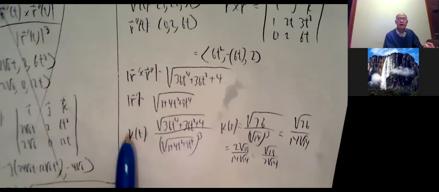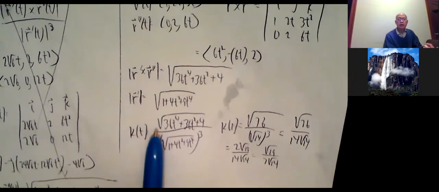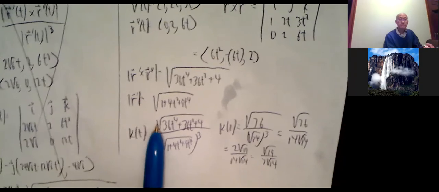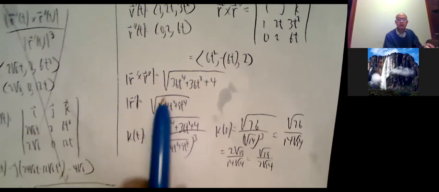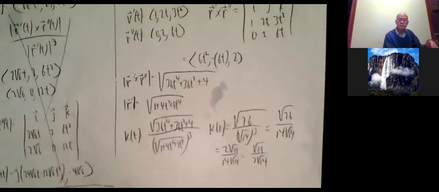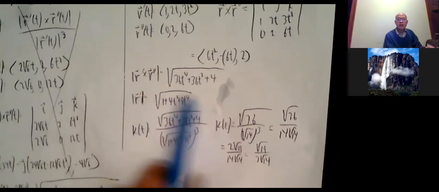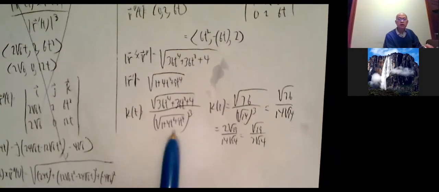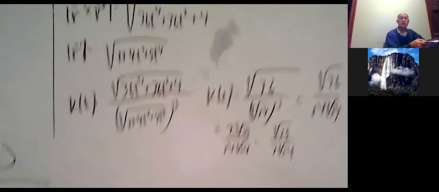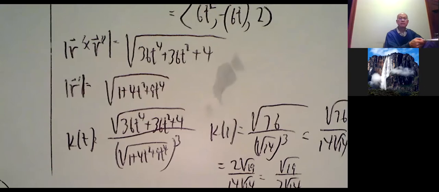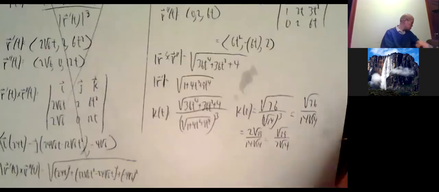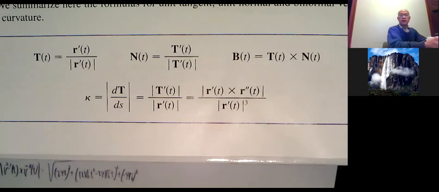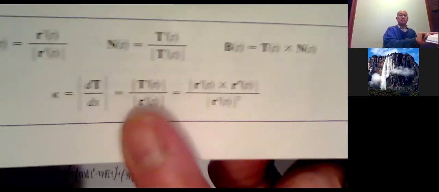So kappa is the magnitude of the cross product, by formula. That's the square root of 36t to the fourth plus 36t squared plus 4, divided by the magnitude of R prime cubed, radical 1 plus 4t squared plus 9t to the fourth, cubed. This is better if I raise it up maybe. Again, I'm using this guy, the one furthest to the right. And we've used the other one too. I've used this one here also.